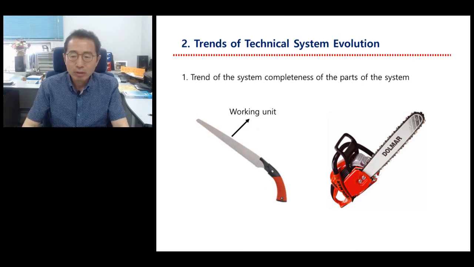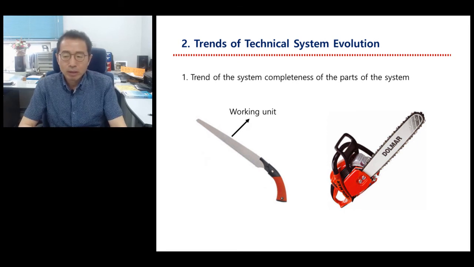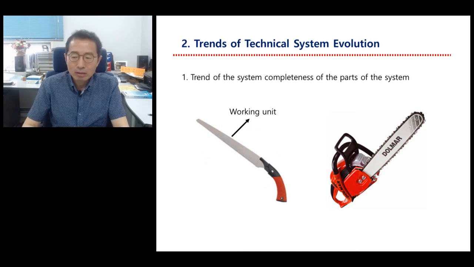It's the development of saws. First, saw blades were used to cut down trees. The rest of the roles, such as the power engine, were performed by humans. As technology advanced, the electric motor was developed as the power engine, and the transmission and the control units were combined to become a complete system.